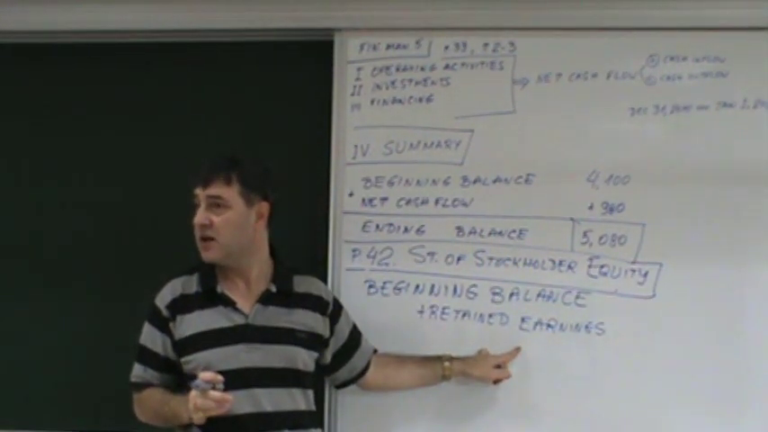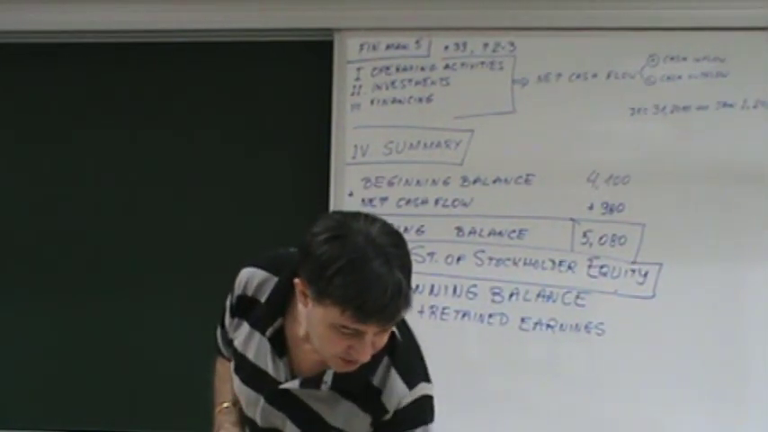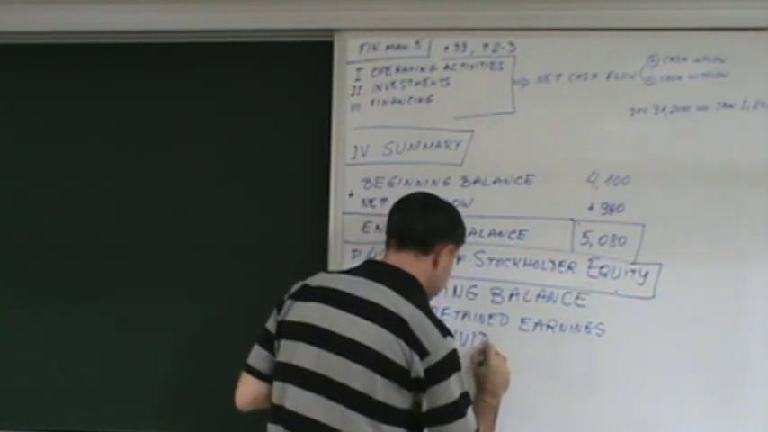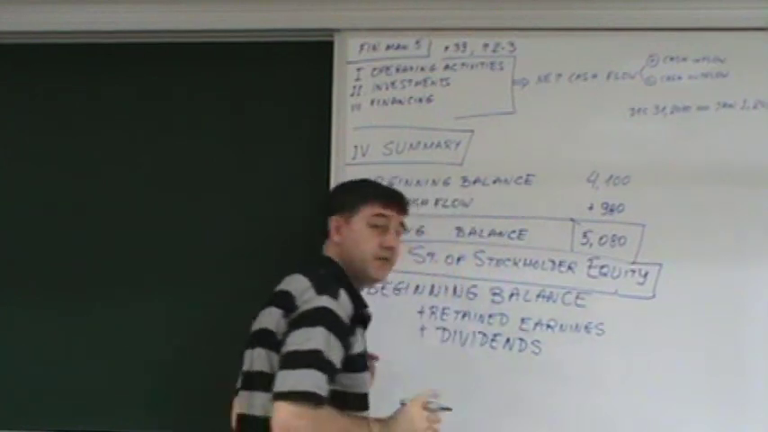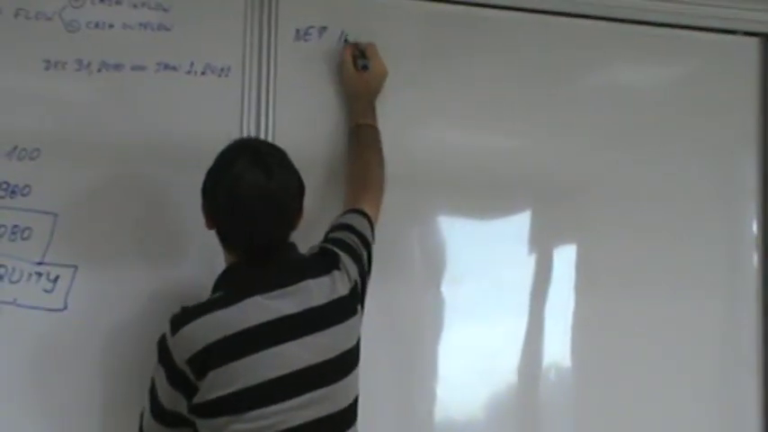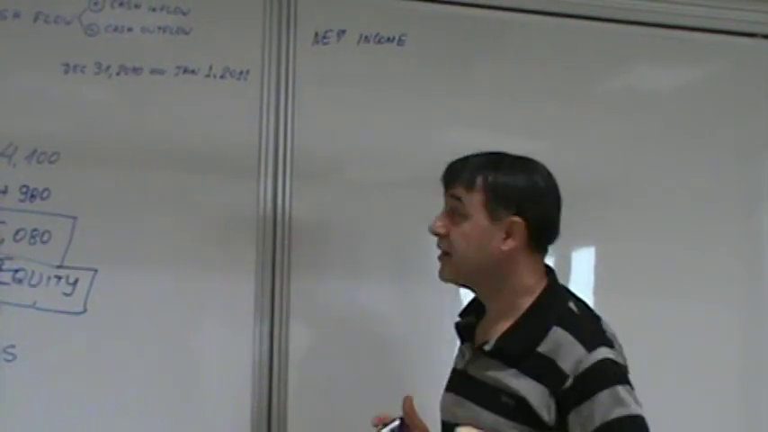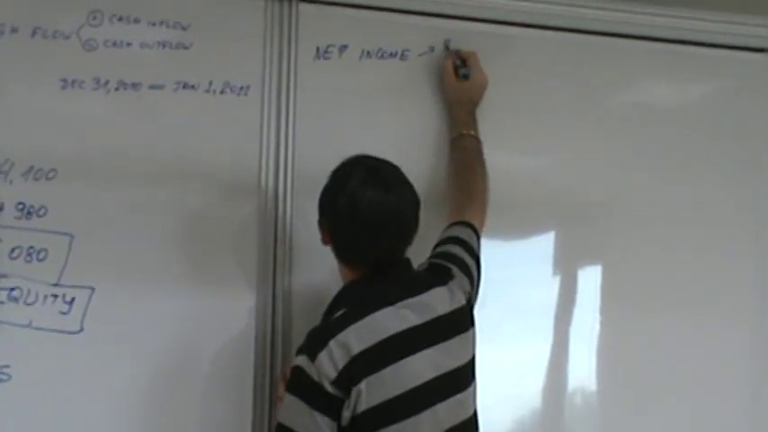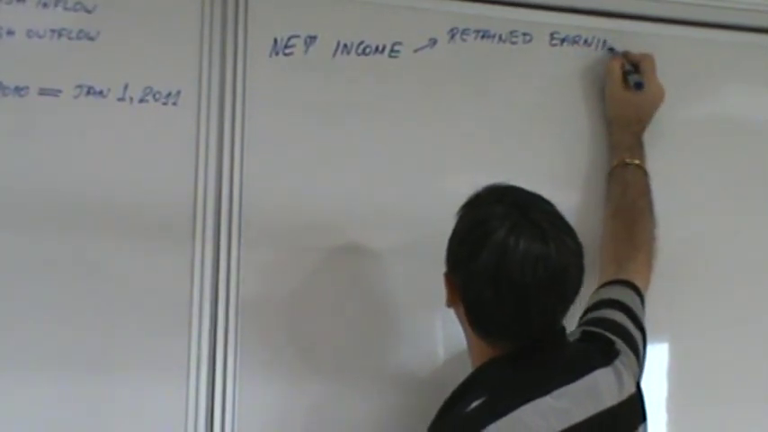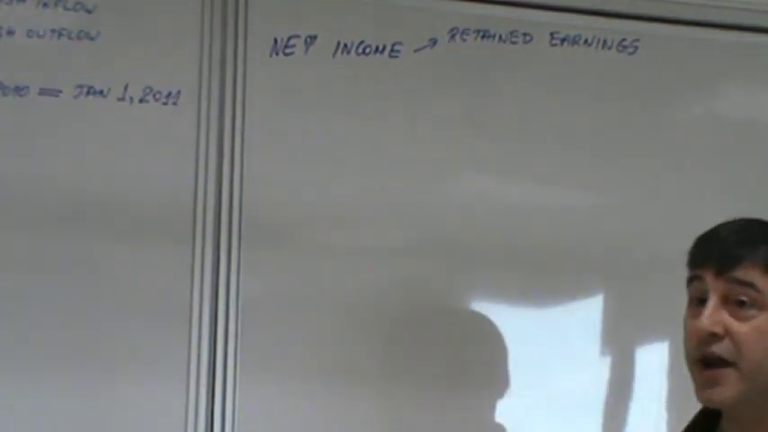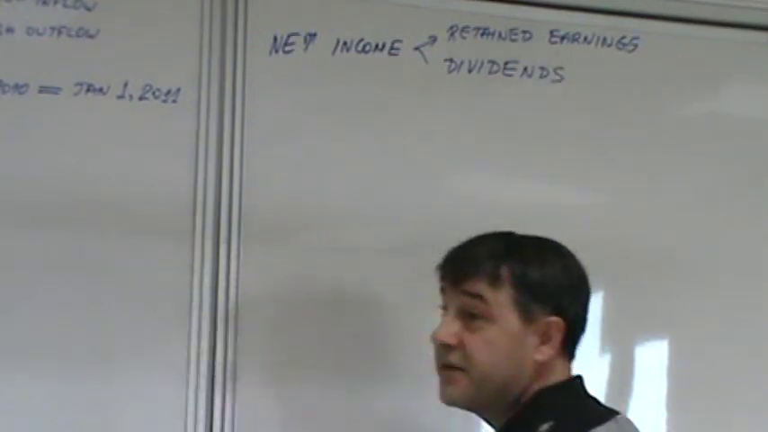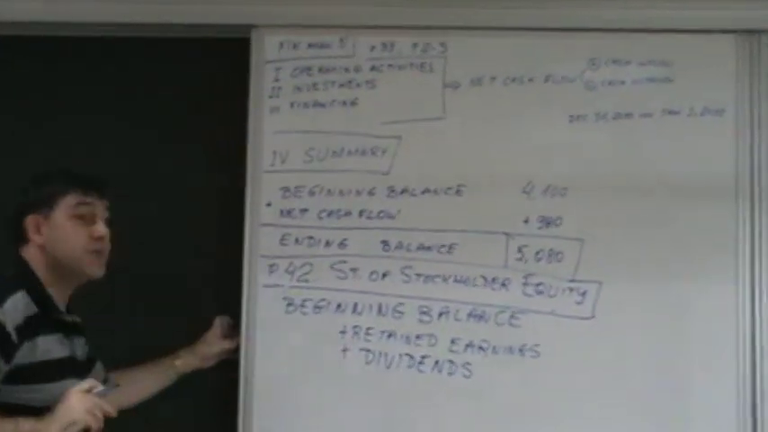Whatever the retained earnings are. And then you say minus cash, or actually it's going to be plus, let me see, cash dividends. Dividends. All right, let's get back in the sidetrack here. You have net income, okay? Net income. And net income is retained earnings, okay? And dividends.